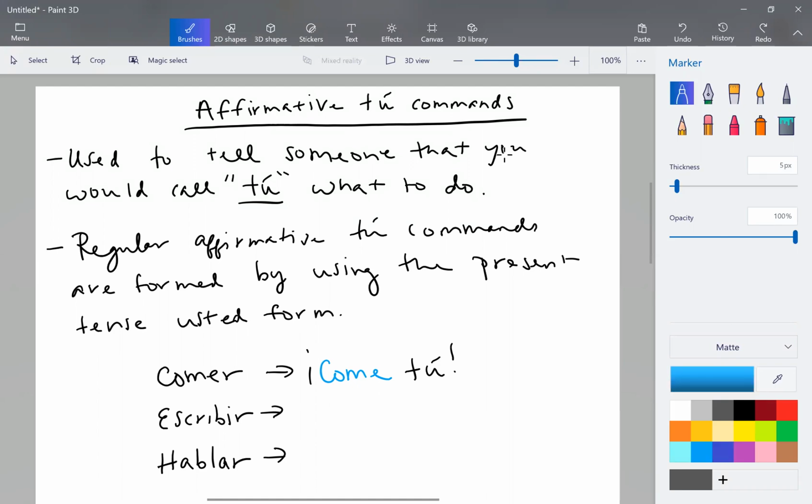We can also tell someone to write. Escribe. Or we can tell them to speak. How would we say speak? Habla. Habla, perfect. Habla. So it can be a little bit confusing because they look like they're talking about usted, but when they're used in this way, they're commands for tú.